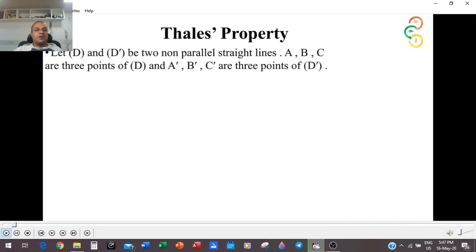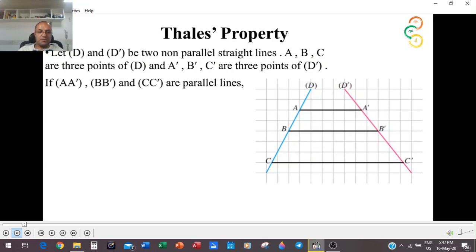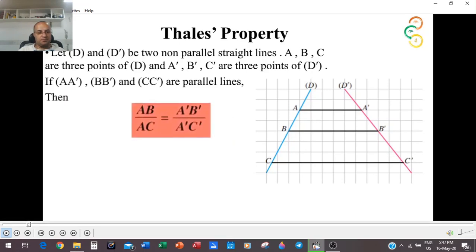Third property. Let D and D prime be two non-parallel straight lines. A, B, C are 3 points on D, and A prime, B prime, C prime are 3 points on D prime, as you can see in the figure. If AA prime, BB prime, and CC prime are parallel, then we can say AB over AC equals A prime B prime over A prime C prime.